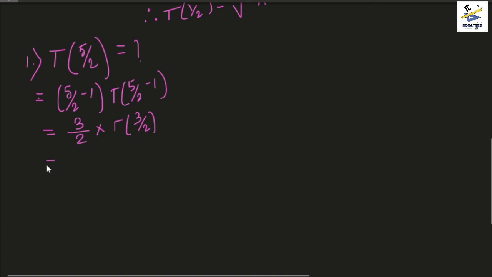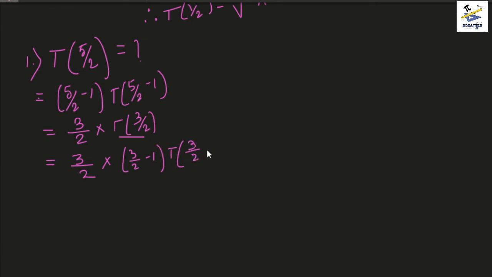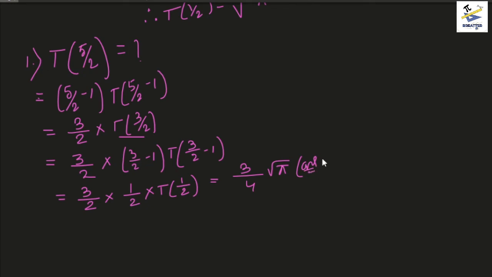Therefore (3 by 2) multiplied by, now the gamma of 3 by 2 can again be evaluated in the same way. It can be written as (3 by 2 minus 1), as long as the argument is greater than 1 we can do that, into gamma of (3 by 2 minus 1). This would give you 3 by 2 into 1 by 2 into gamma of 1 by 2. Now since we do know the value of gamma of 1 by 2, it becomes relatively simple, because it becomes 3 by 4 root pi, which is the answer, right?